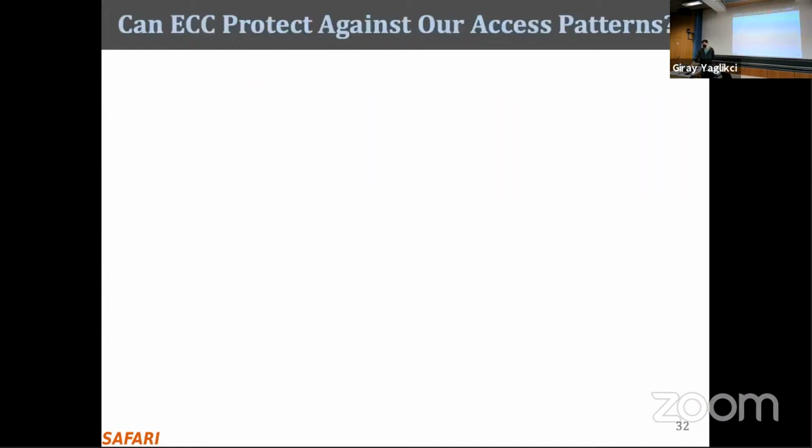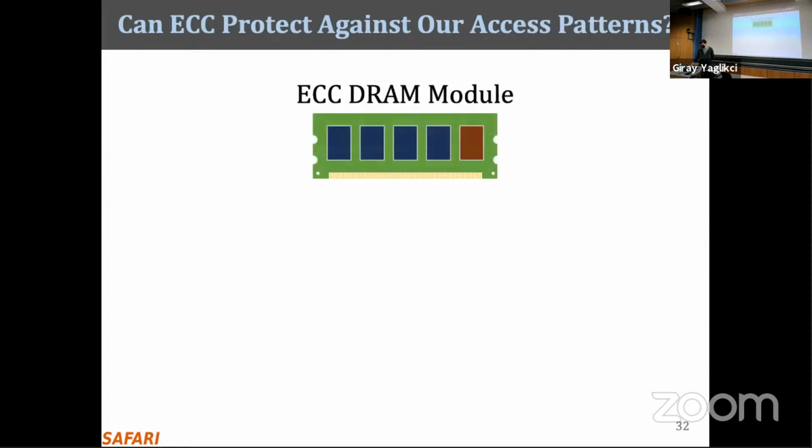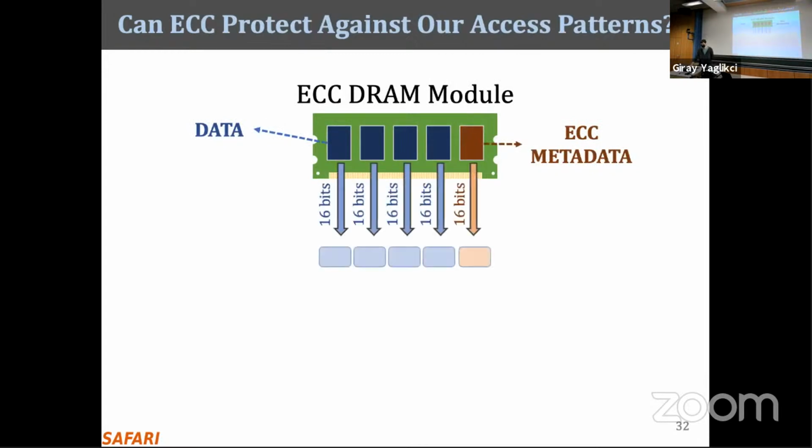The new RowHammer access patterns cause a lot of RowHammer bit flips, but can conventional DRAM ECC protect against those bit flips? This is a simplified diagram of a DRAM module with ECC. In this example, in addition to 4 DRAM chips that store data, a 5th DRAM chip stores redundant ECC data. Each chip provides 16 bits or 2 bytes of data per cycle.